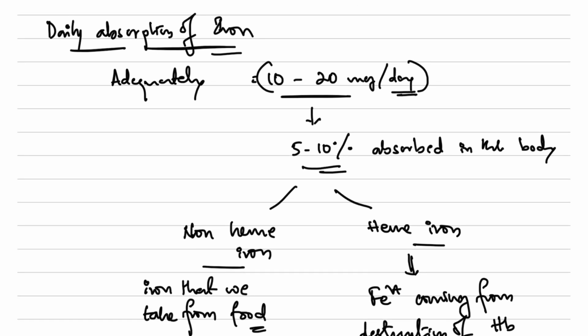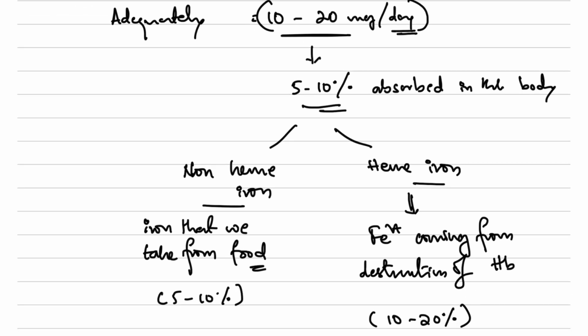Well, I will tell you how the deficiency occurs. So this is the daily absorption of iron. 5 to 10% is absorbed in the body. Adequate intake is 10 to 20 mg. And how is it absorbed? As non-heme iron and heme iron. Heme iron is the iron coming from the destruction of hemoglobin, and non-heme iron is the iron that we take from food. So daily intake and excretion are balanced on a daily basis. Now we will see what happens next.